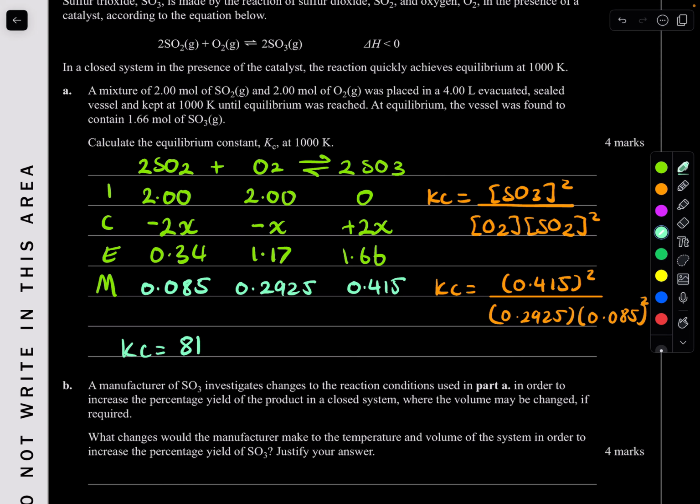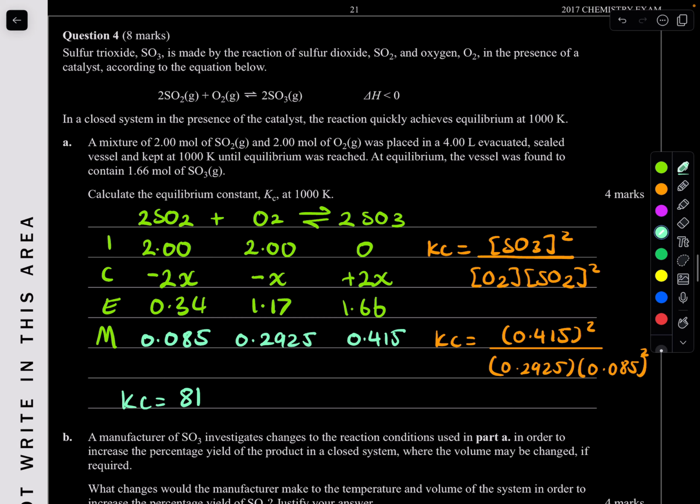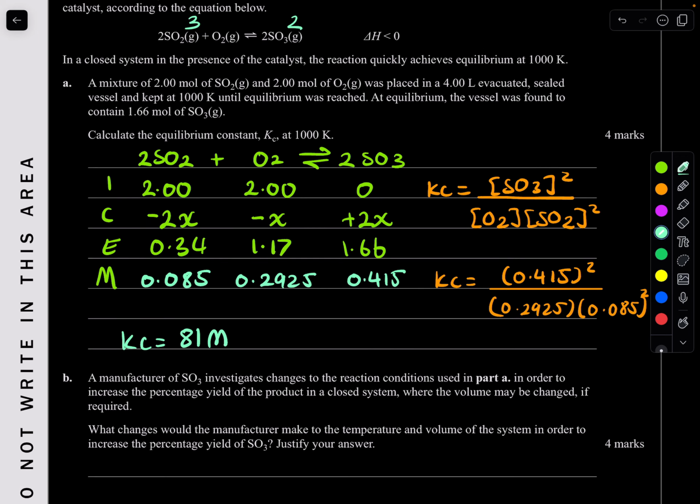And make sure you know the units. To get the units, there's a quick way. All you're going to do is look at your product side and the coefficients, and add all the coefficients. We only have this part here, which is 2. This has a coefficient of 1, this has a coefficient of 2, so add them together, that's 3. And always product minus your reactant, so 2 minus 3, and that will be -1. So it'll be M to the power of -1. That is it. Easy marks.